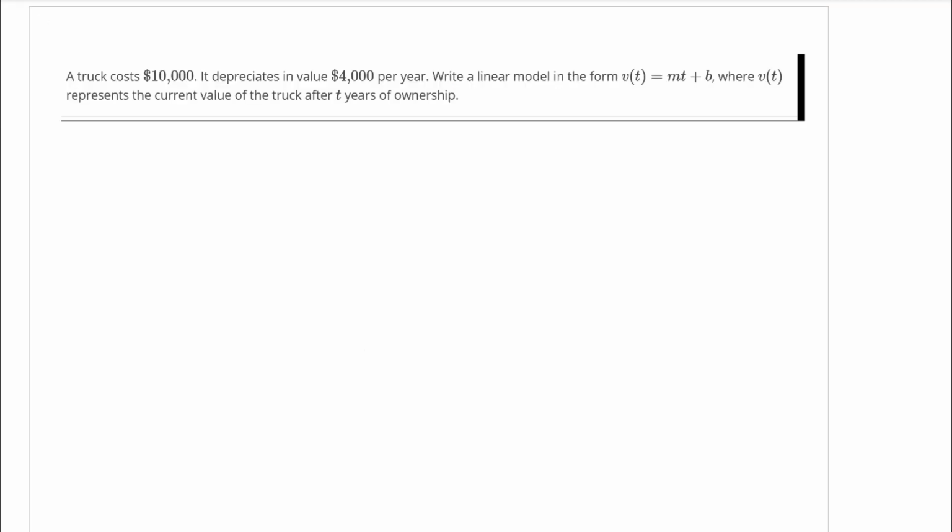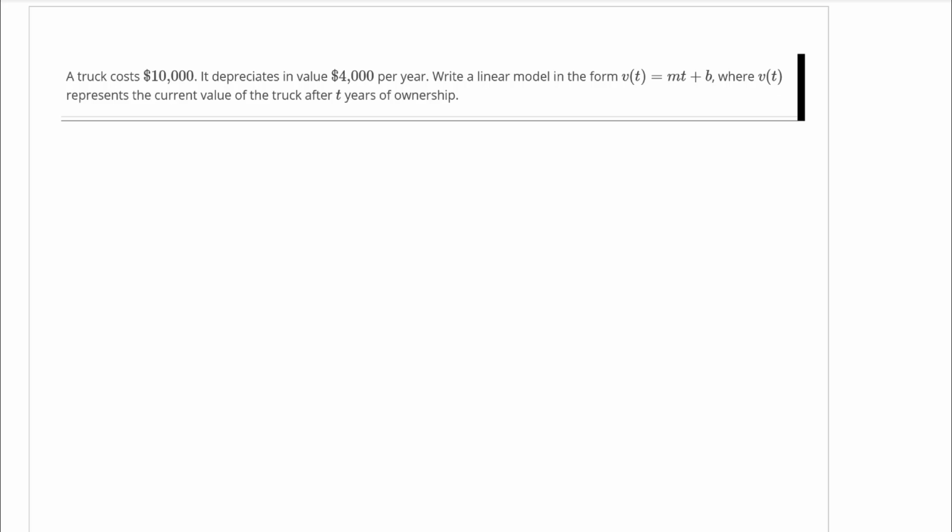So problem number 2, it says the truck costs $10,000. It depreciates in value $4,000 per year. Write a linear model in the form v of t is equal to mt plus b, where v of t represents the current value of the truck after t years of ownership.